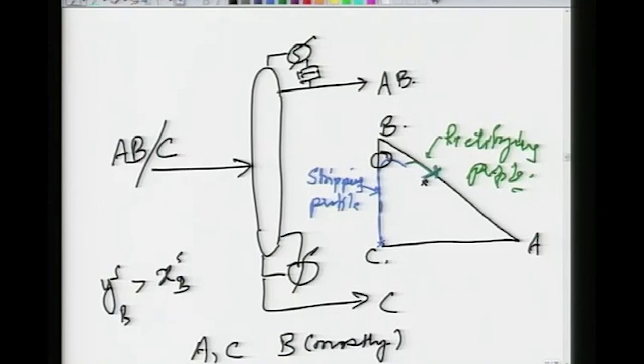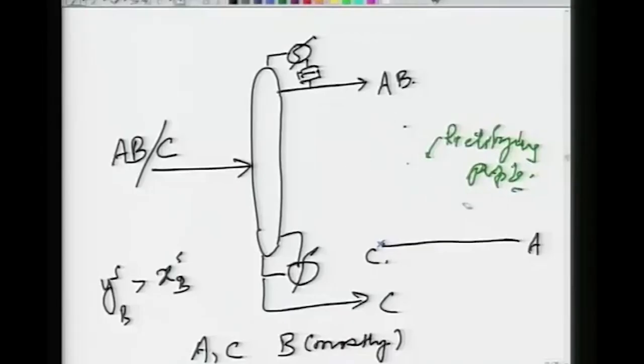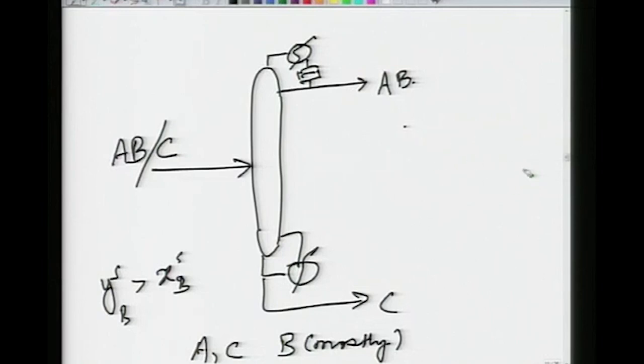So, what I do here is, again as before, instead of using two columns that produce pure A, pure B and pure C, what I do is I use a single column which was doing an indirect split where you are removing the pure heavy component on the bottoms. So, what I do here is I take a vapor side draw.